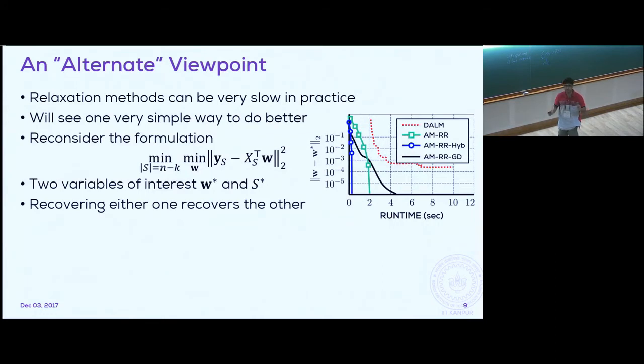Recovering either one gives me the other. If I know the clean set of points, I just have a standard least squares problem at hand. Well, in this case, a set of linear equations. If the set of linear equations is well conditioned, determined, at least over-determined, then I can solve the set of linear equations to get the model.